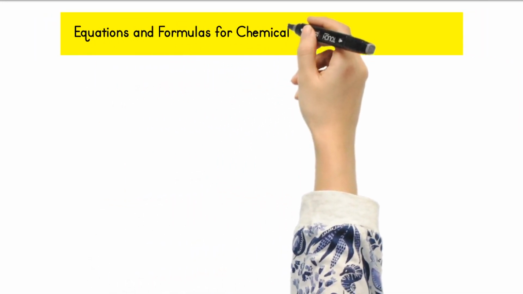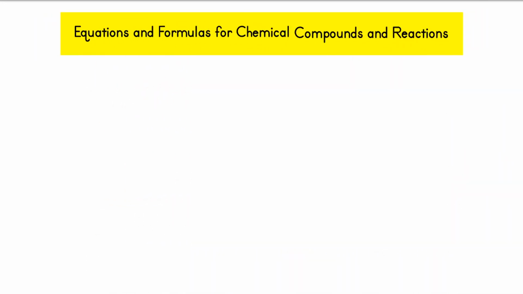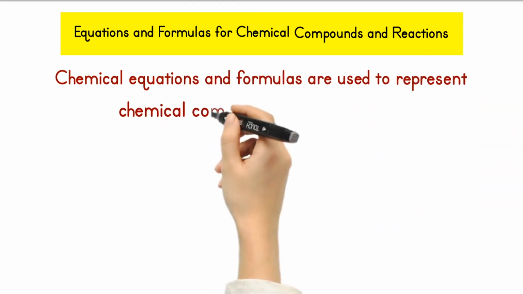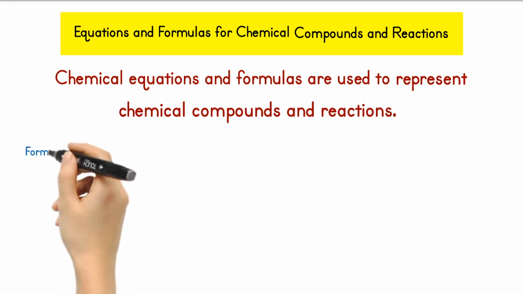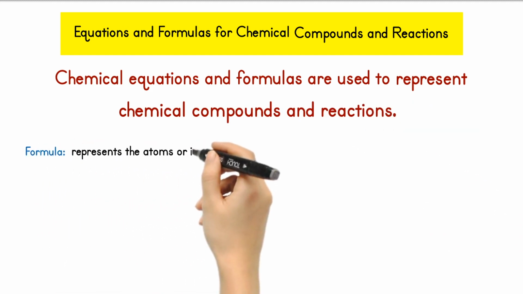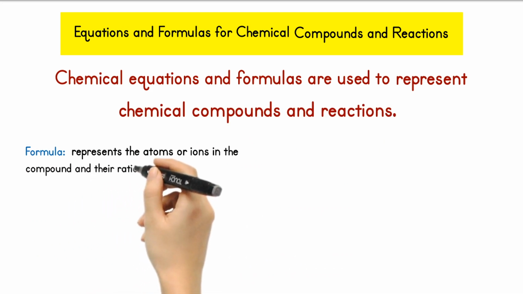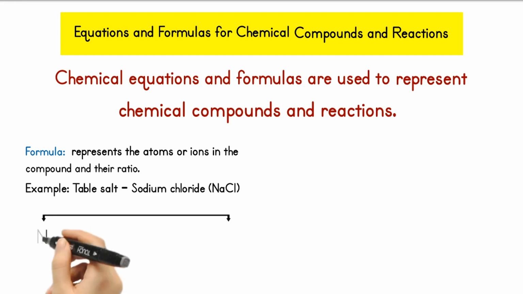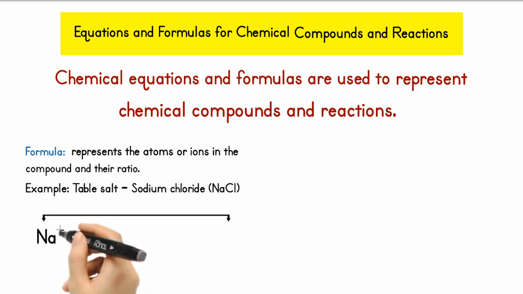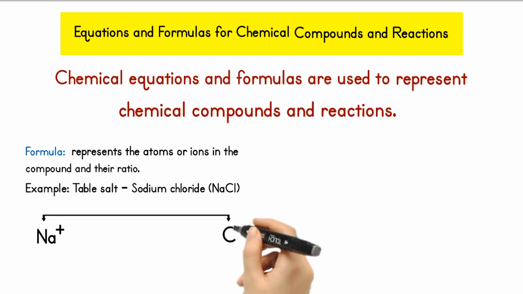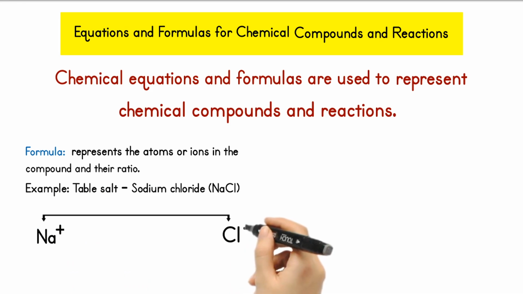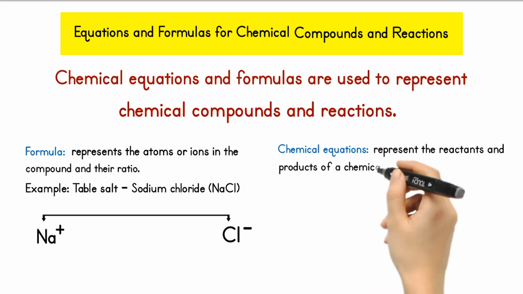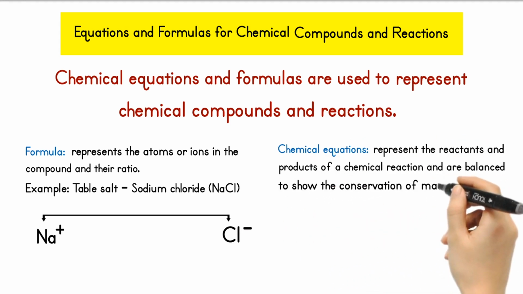Equations and formulas for chemical compounds and reactions. Chemical equations and formulas are used to represent chemical compounds and reactions. The formula of a compound represents the atoms or ions in the compound and their ratio. For example, sodium chloride, or table salt, has the formula NaCl, which represents one sodium ion, Na+, and one chloride ion, Cl-. Chemical equations represent the reactants and products of a chemical reaction and are balanced to show the conservation of mass.